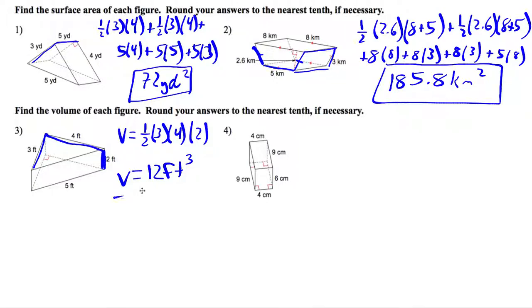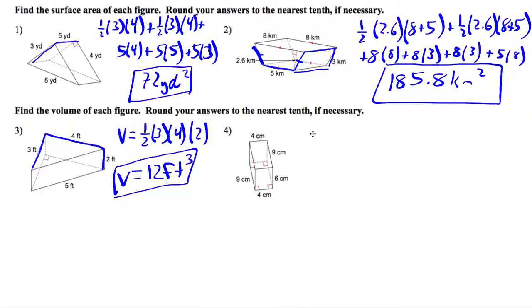Be careful, because the volume is cubed. For area, it's squared. All units are squared. But for volume, think about what we have. We have feet times feet times feet. Feet times feet times feet is feet cubed, to the 3rd power.